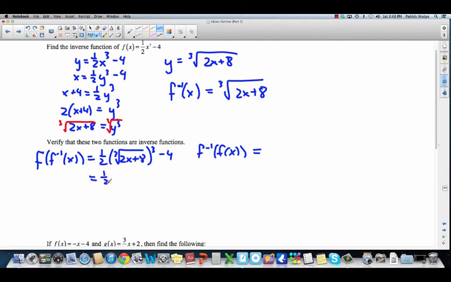So we have 1/2 times 2x plus 8, minus 4. 1/2 times 2 is 1x. 1/2 times 8 is 4. Take away 4 equals x. That worked. Remember, you have to try them both though.